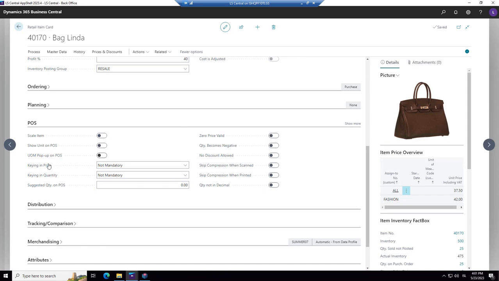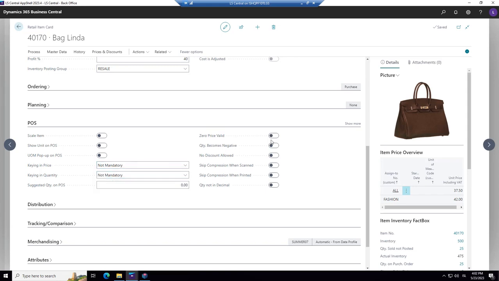Key in price. Here we have a few options. If you have an item that has various prices, never the same price, then you might like to have it must key in a new price, and then the item price is 0. So when sold in POS, the staff always have to key in the price. And you can also define if you must key in a higher or equal price, etc.